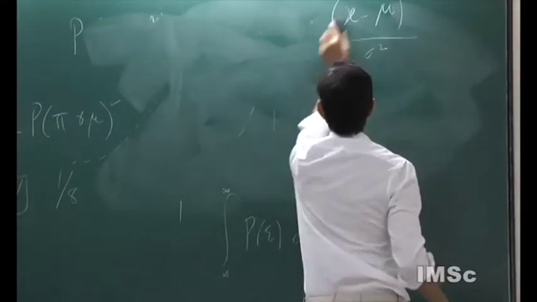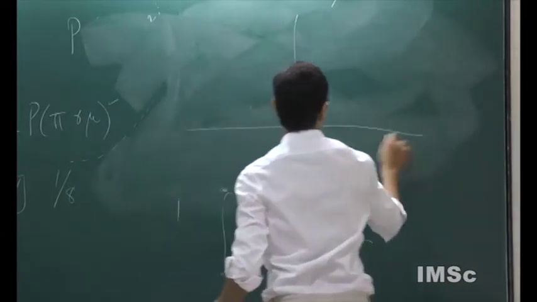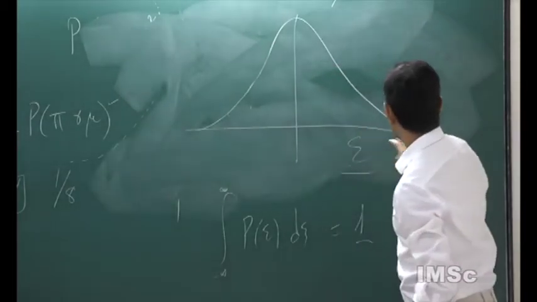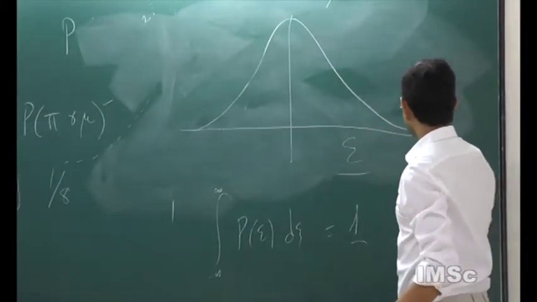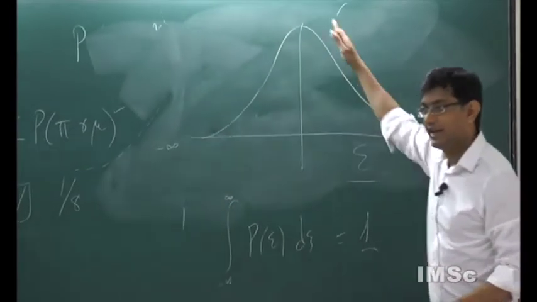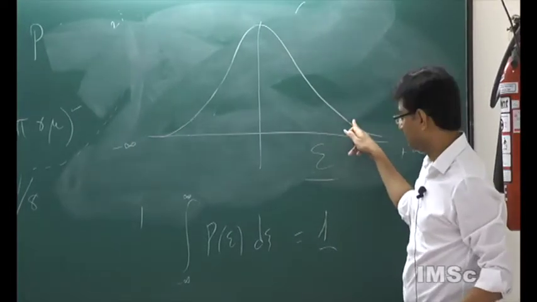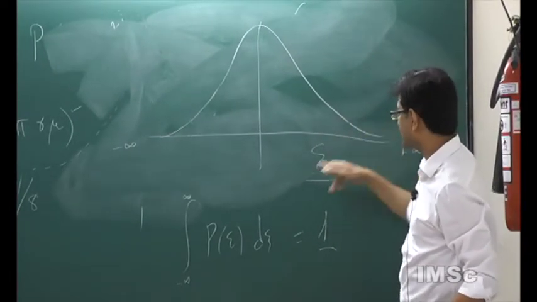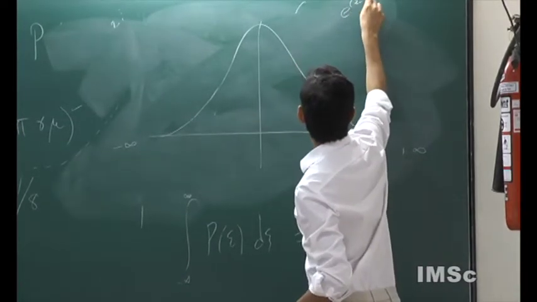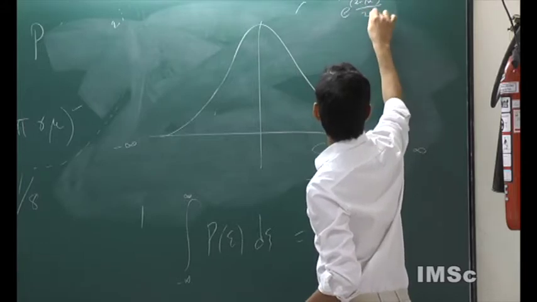So let's just look at this once again to understand this completely before I move on. Here's the error. The error can take any value from plus infinity to minus infinity. The error can take any value, okay? But the probability that it takes any value is set by that distribution function, okay? E to the x minus mu whole square by 2 sigma square.